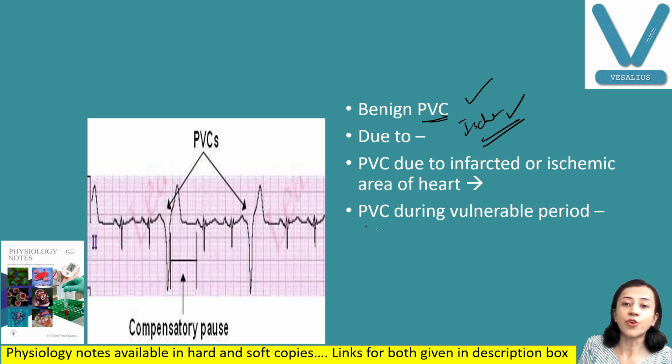If your PVC falls during the vulnerable period, means at the end of the T wave, that is the supranormal period. At that time, if any other extrasystole comes, that may convert rhythm into fibrillation.